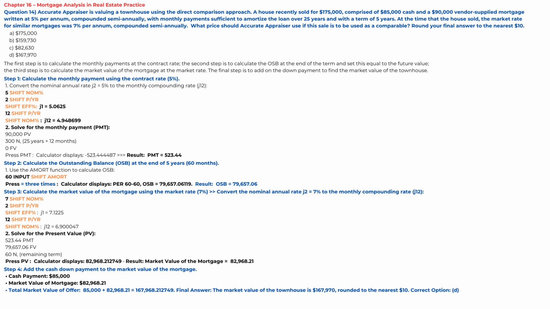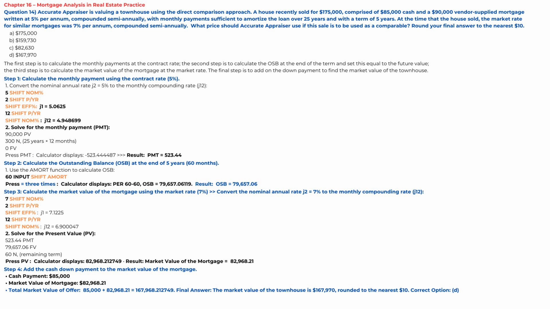Step 3. Calculate the market value of the mortgage using the market rate, 7%. Convert the nominal annual rate, J2 equals 7%, to the monthly compounding rate, J12. 7 Shift NOM 2, Shift P/YR, Shift Effective, calculator stores J1 7.1225. 12 Shift P/YR, Shift NOM, J12 6.9047. Solve for the present value, PV. 523.44 PMT, 79,657.19 FV, 60th remaining term. Press PV, calculator displays 82,968.21. Result, market value of the mortgage equals 82,968.21.